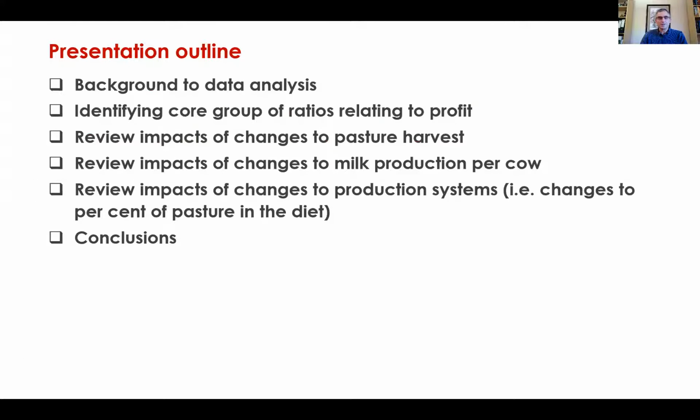This presentation will cover the following. Firstly, I'll describe the background to the data analysis. Then I'll discuss the relevance and interpretation of the statistical analysis. Next, I'll identify a core group of ratios relating to profit. I'll review what the business impacts are of changes to pasture harvest, as well as the business impacts of changes to milk production per cow, and the business impacts of changes to the farm production system, which is to change the percent of pasture in the diet. And finally, I'll draw some conclusions on the factors that farmers should focus on to increase profit on dairy farms.